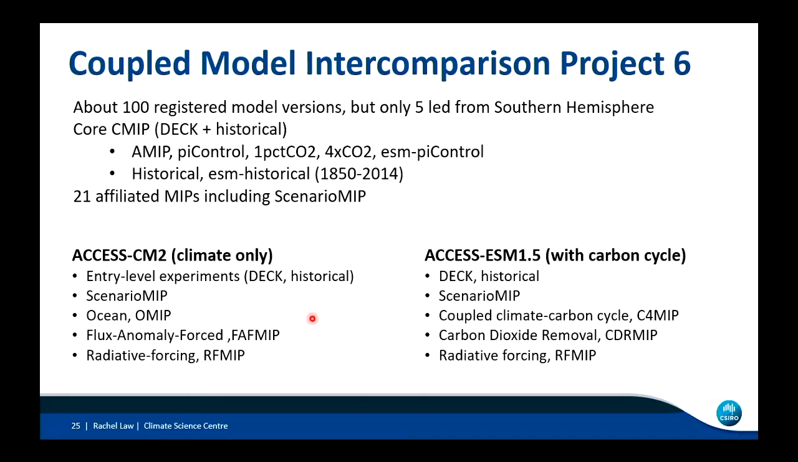On the CM2 model, it'll probably be OMIP, FAFMIP, and the radiative forcing MIP. On the ESM 1.5, our two of most interest are the C4MIP, which is coupled climate carbon cycle, and CDR MIP, the carbon dioxide removal.